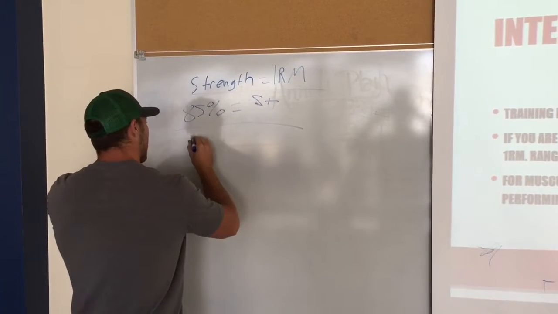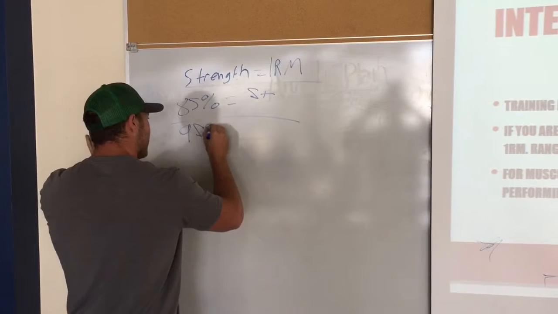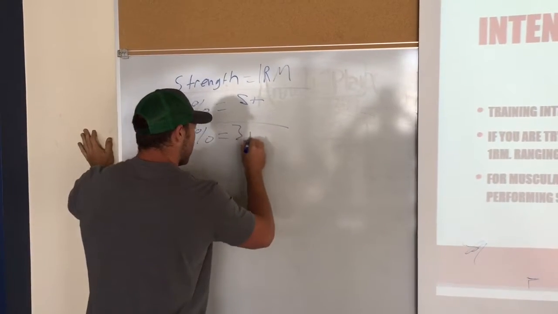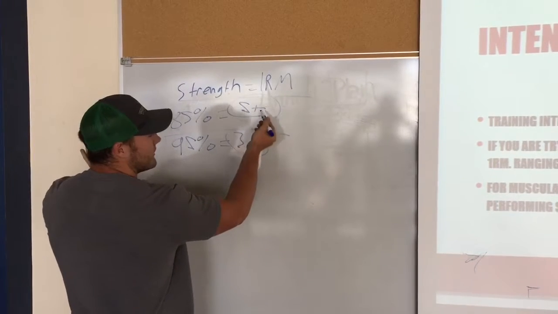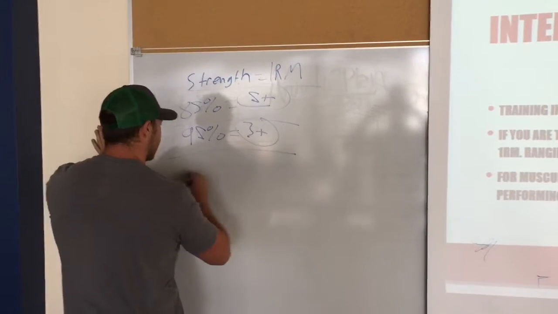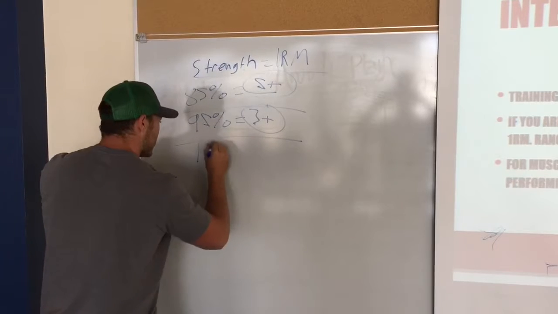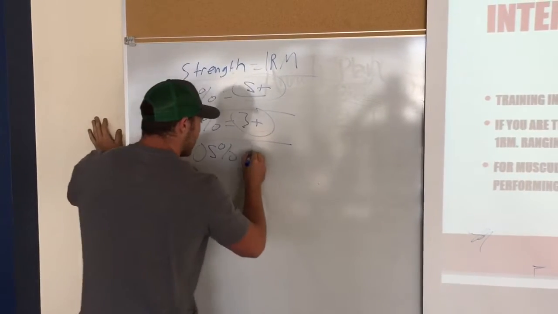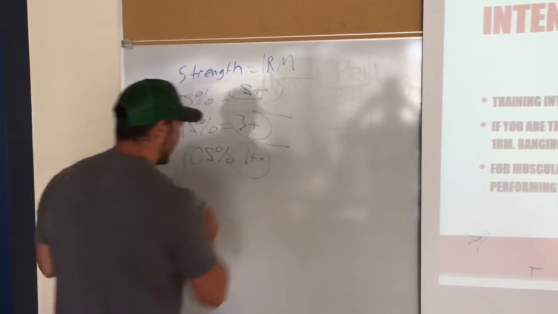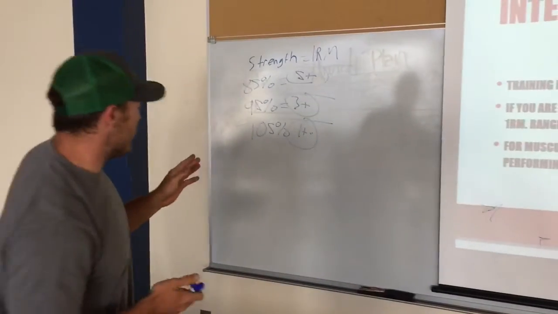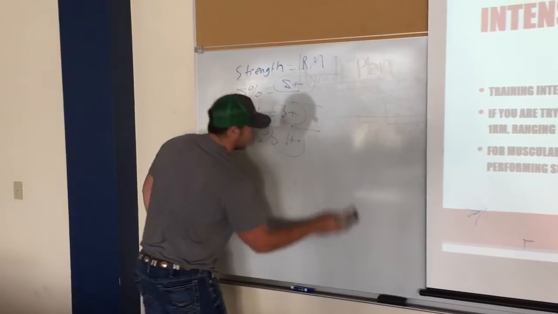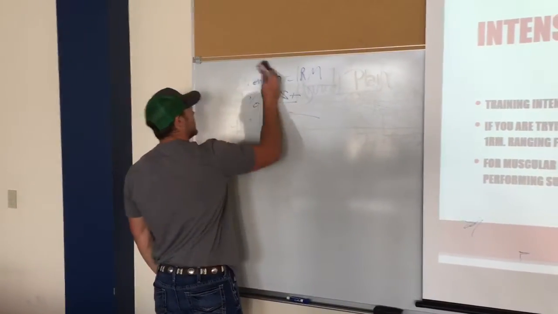Next week, I will build up 10 more percent, 95%, and I will work to a 3+. So that's practically a sub-max, or a 5 rep max, or a 3 rep max. And then the last week of this training phase, I will work to 105% for a 1+, and then I will reevaluate and see what my new max is. So that's a basic program for muscular strength using training intensities.